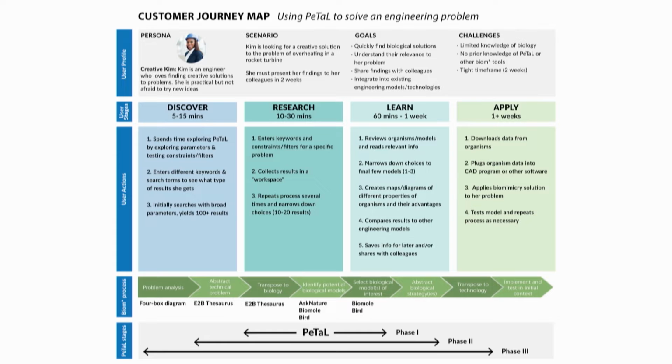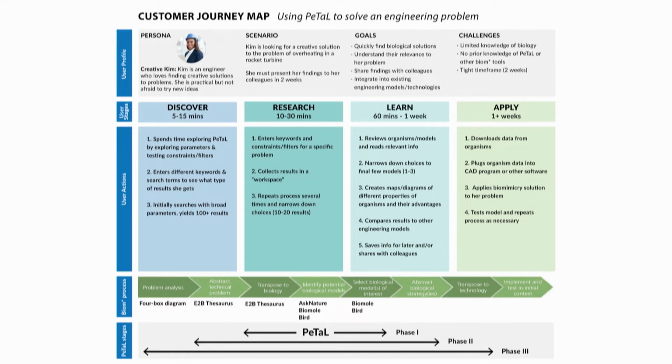And so we broke her journey down into 5 user stages, each comprising a different set of actions and a time estimate for each stage, as you can see here. And what's great for those of you that are familiar with the biomimicry process is that you'll see that this user journey actually unfolds very similarly to the steps in the biomimicry process itself. So you'll see that the discover phase is equal to, or similar to the problem analysis and abstracting a technical problem, etc. Right? And so down at the bottom, you'll see that we're also able to map all of these different phases to the PeTaL project itself and how we wanted the project to unfold.